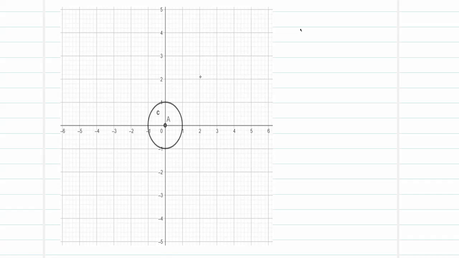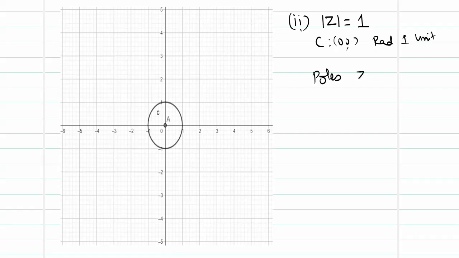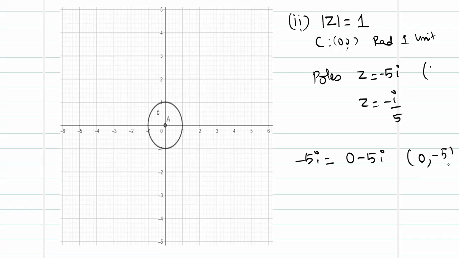so I have to plot my step 2, identifying the boundary mod z is equal to 1. So this is going to be a circle with center 0, 0 and radius to be equal to 1 unit. What are going to be my poles? My poles are going to be z is equal to minus 5i and z is equal to minus i by 5. In the coordinates, this turns out as, the real part is 0 because minus 5i can be written as 0 minus 5i, in which case I can write as 0 comma minus 5 as the x comma y coordinate. Minus i by 5 can be rewritten as 0 minus i divided by 5, real part being unavailable, so 0 comma minus 1 by 5.